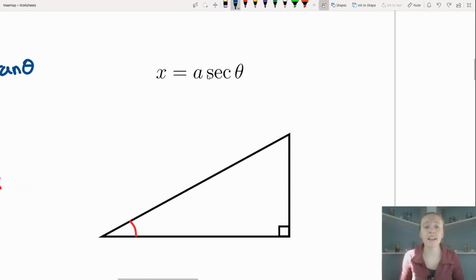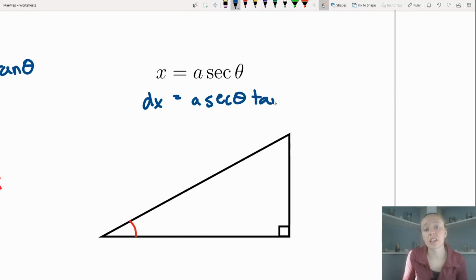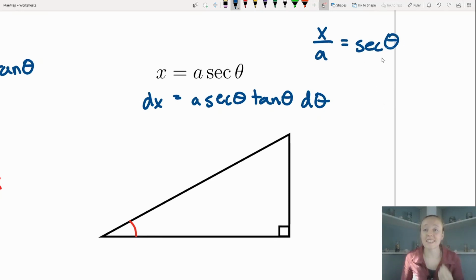So if I'm saying that x is equal to a secant of theta, that means that dx is equal to a secant theta tangent theta d theta. There's my derivative. Now let's set up our triangle. Well, this relationship says that x over a equals the secant of theta. But what is the secant of theta? Secant of theta is 1 over cosine. So if I flip this fraction, I know that a over x is equal to cosine of theta.